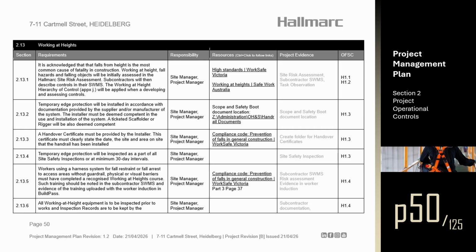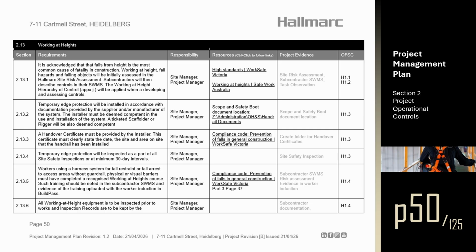Section 2.13.5. Workers using a harness system for fall restraint or fall arrest to access areas without guardrail, physical or visual barriers must have completed a recognized Working at Heights course. Such training should be noted in the subcontractor SWMs and evidence of the training uploaded with the worker induction in Build Pass.